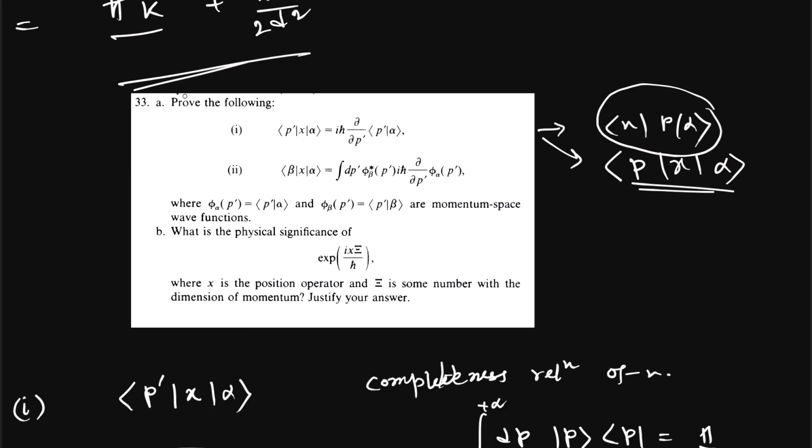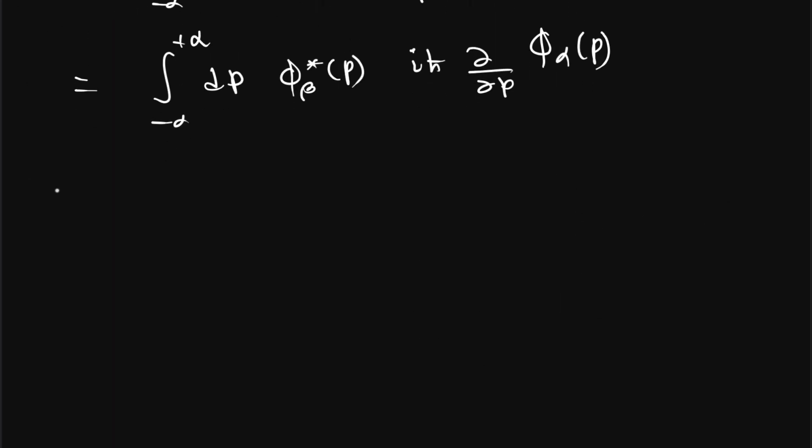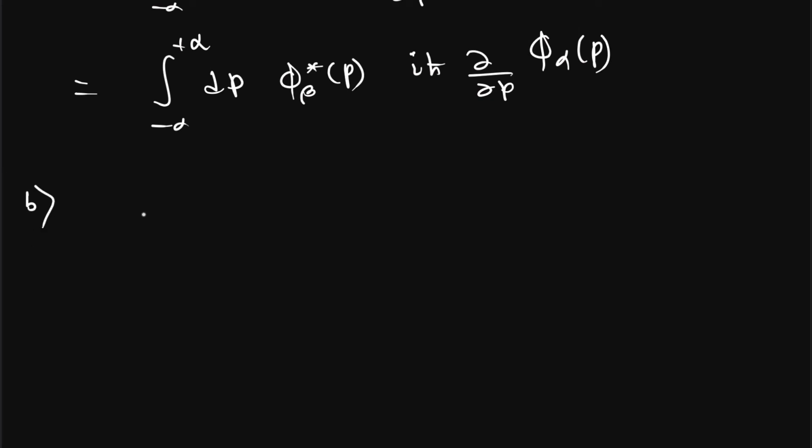Now see part B of question 33. Here it is asked, what is the physical significance of exp(i x θ/ħ), where x is the position operator and θ is some number with dimension of momentum. Justify your answer. So part B is, what is the physical significance of this operator exp(i x θ/ħ)?